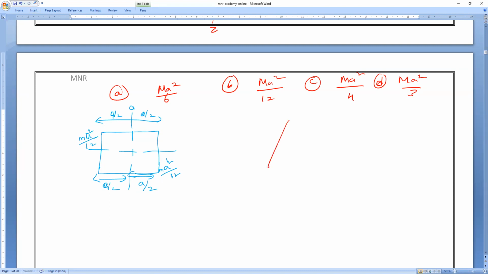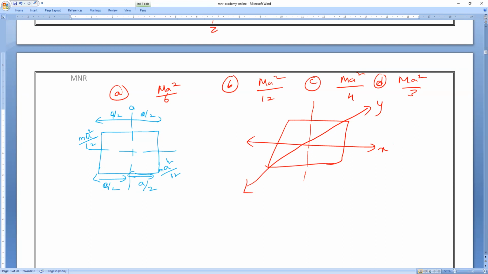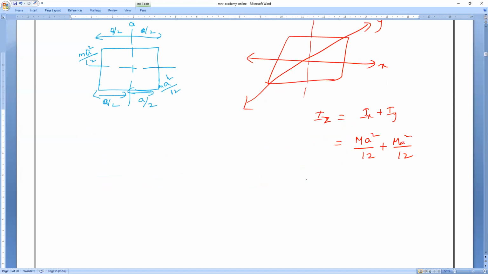That's all it is. So now we have a rectangular plane, and we want it about the z-axis. The x-axis we all know, and the y-axis also we all know. So Iz is equal to, what is the formula? Ix plus Iy. So Ix, the x-axis, is MA square by 12, plus the y-axis also MA square by 12. So how much is the answer? Solve it, everybody. Which is equal to 2 MA square by 12. 2 ones are 2, 2 sixes are 12, so the answer is MA square by 6. That is the reason.